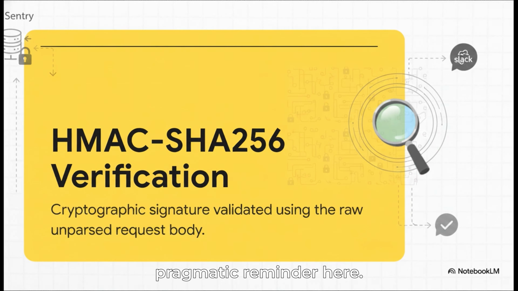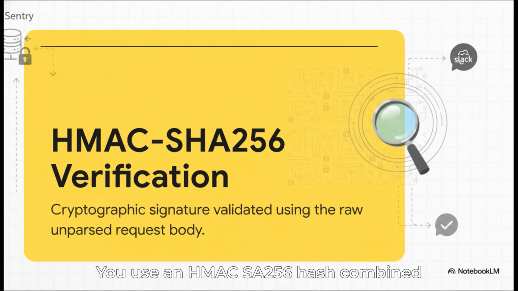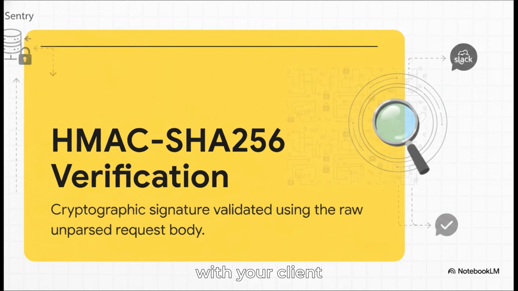A super quick, pragmatic reminder here. When you inevitably move this out of local dev and into production, you must verify the webhook signature. Sentry sends a cryptographic signature in the Sentry-Hook-Signature header. You use an HMAC SHA256 hash combined with your client secret to verify it. But here is the golden rule, the gotcha that trips everyone up. Always use the raw, unparsed request body for the calculation, or your hashes simply won't match. This is what keeps malicious actors from spamming your shiny new bot.